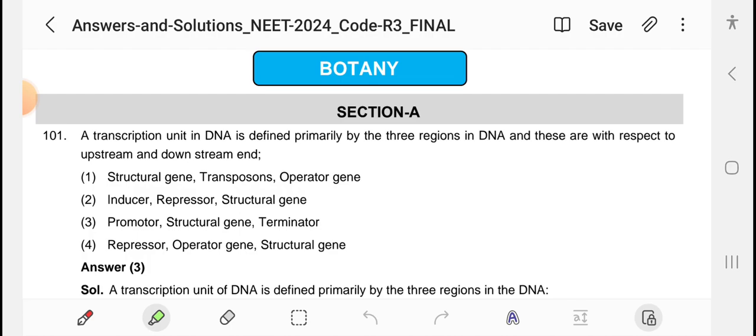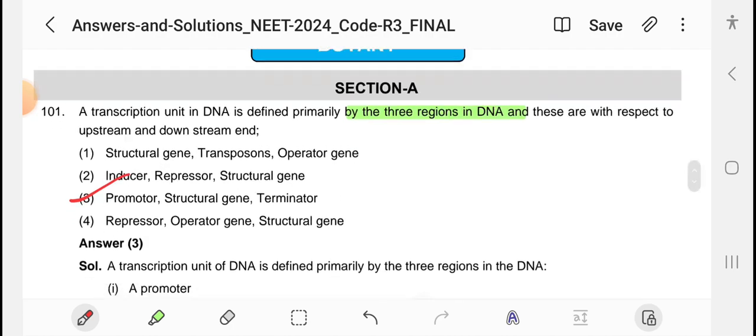So your first question is, a transcription unit in DNA is defined primarily by three regions in DNA, and these are with respect to upstream and downstream end. So the correct option for this question would be option 3, that is promoter, structural gene and terminator.